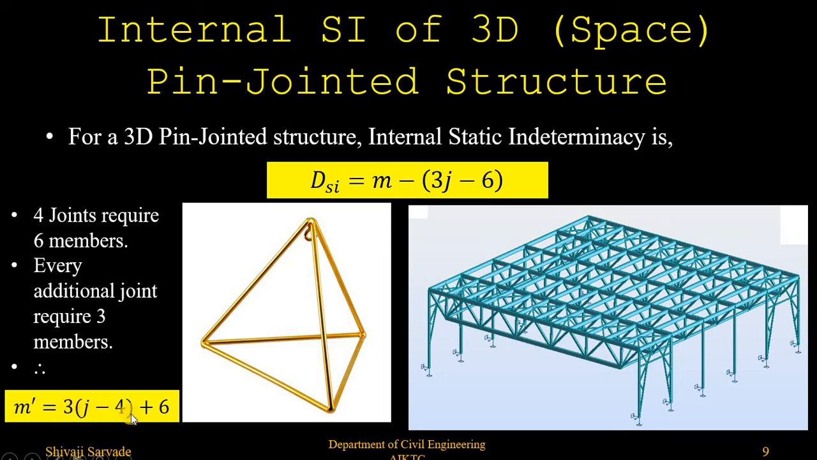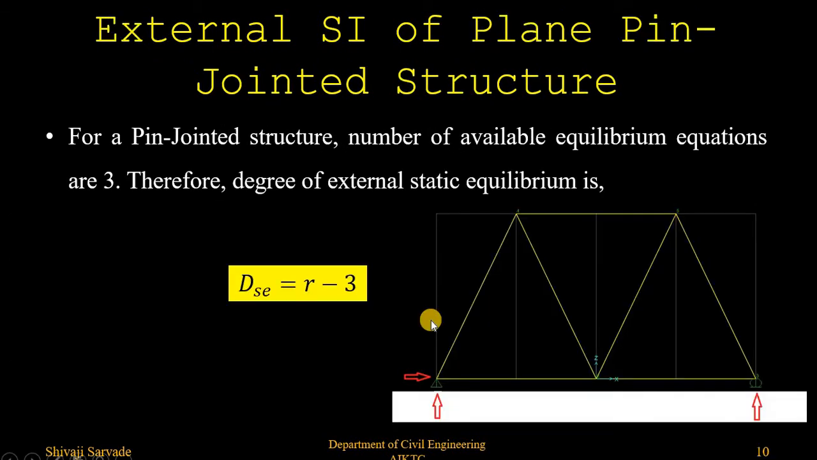So 3 into (j minus 4), because already we have connected 4 joints, plus the 6 members already present in the structure. This is the minimum number of members required to preserve the geometry. Internal static indeterminacy is m minus (3j minus 3). So whatever is excess member in addition to the members required to preserve the geometry is the degree of static indeterminacy. Now let's go ahead.